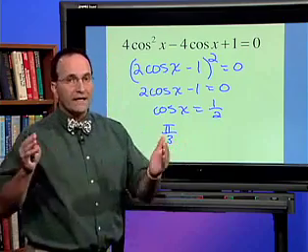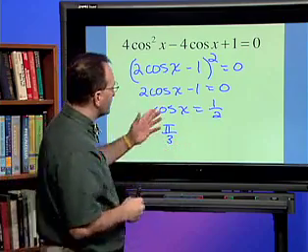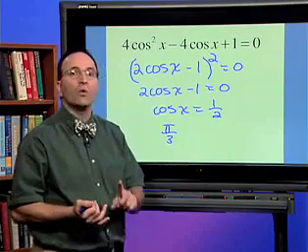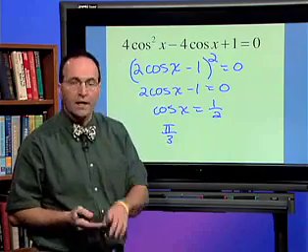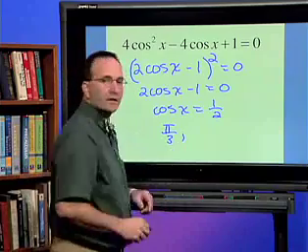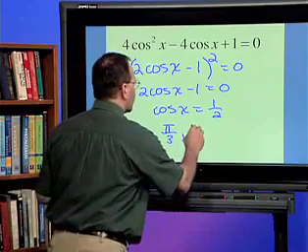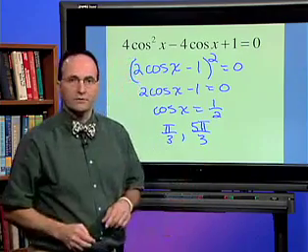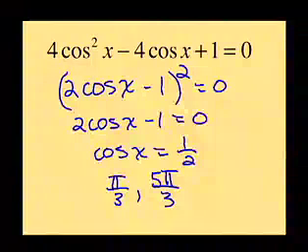However, we're in the interval from 0 to 2 pi, so the question is, where is cosine of x positive? Quadrants 1 and quadrant 4. Therefore, it's pi over 3 in quadrant 1, and it's 5 pi over 3 in quadrant 4. So those are the two answers that you should have gotten when you solved that trigonometric equation.